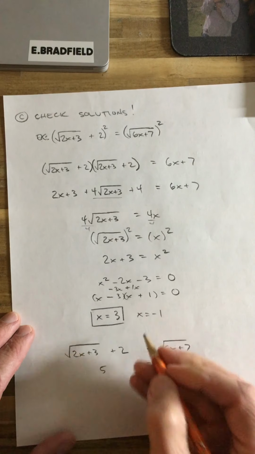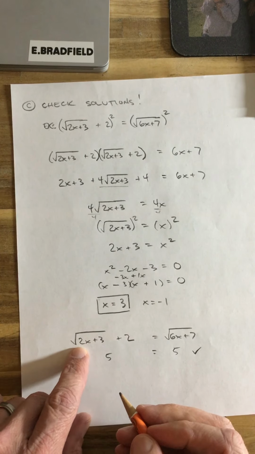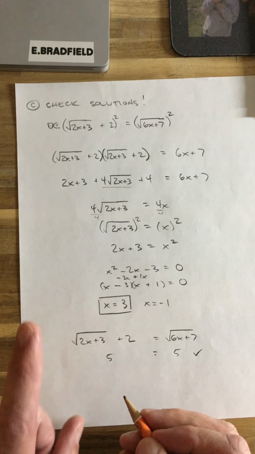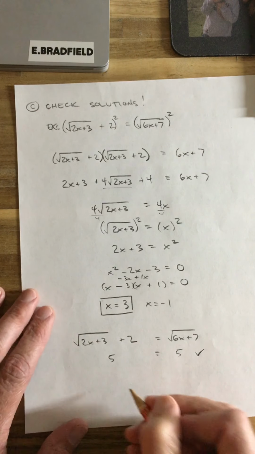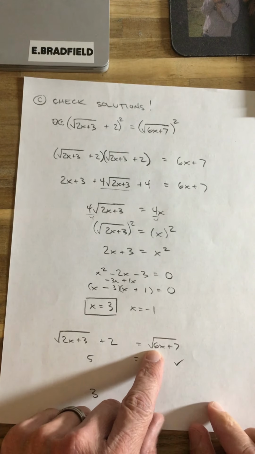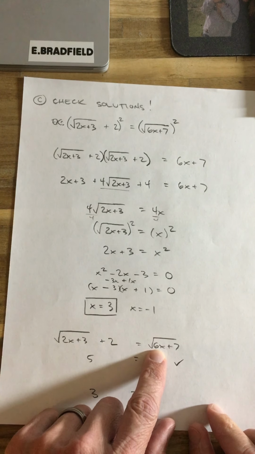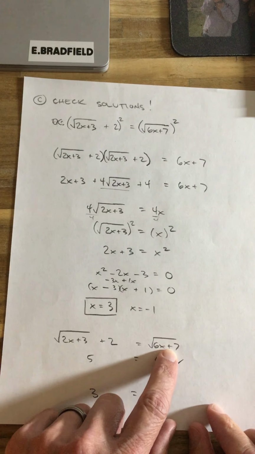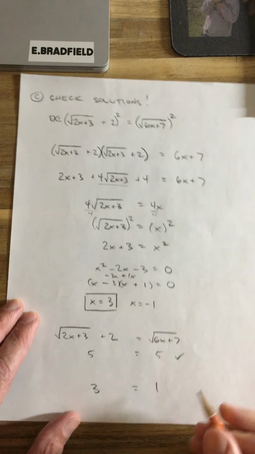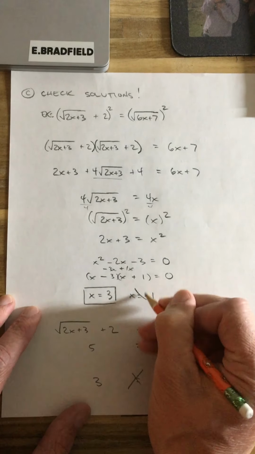All right, now let's plug in negative 1. Okay, so 2 times negative 1 is negative 2. Negative 2 plus 3 is 1. The square root of 1 is 1 plus 2 is 3. Okay, and plug in negative 1 right here. 6 times negative 1 is negative 6. Negative 6 plus 7 is 1. Square root of 1 is 1. And 3 does not equal 1, so this is not a good solution.